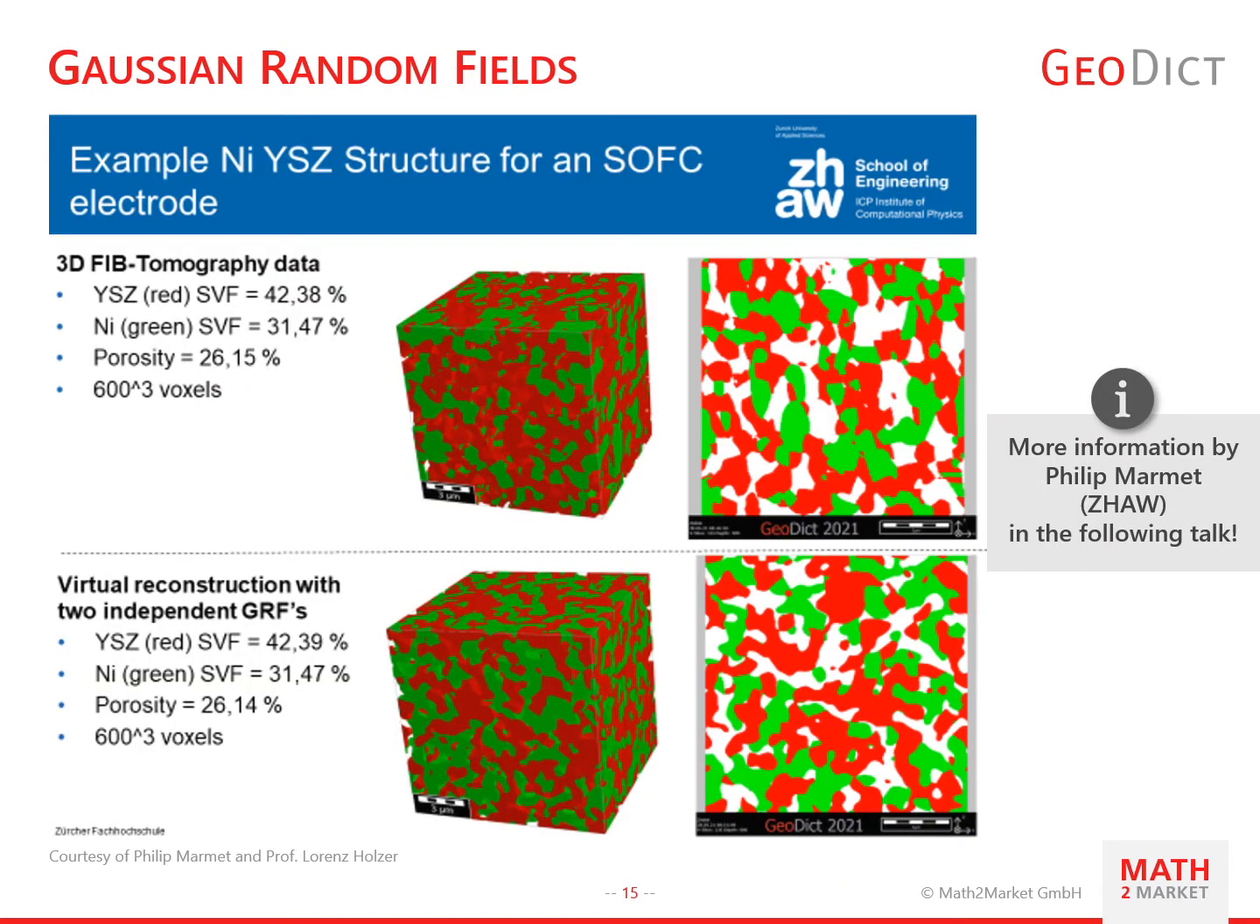In GeoDict, you have another completely different method for the creation of a statistical digital twin, which is using the Gaussian random field method. I'm not going to delve into that, but instead I would like to point you to the following talk given by Philip Marmot of the ZHAW Winterthur.